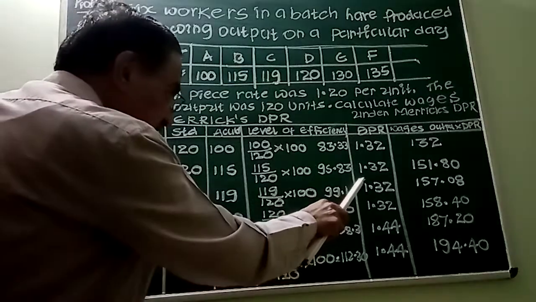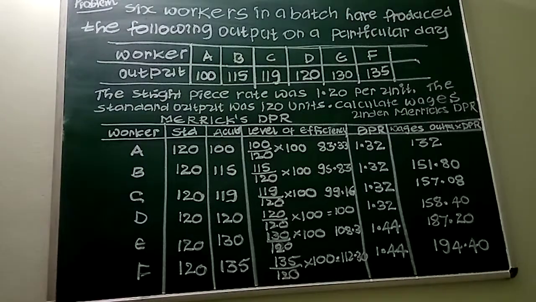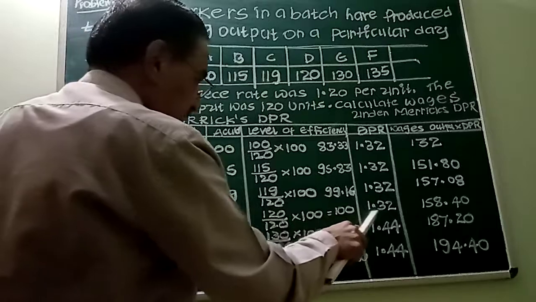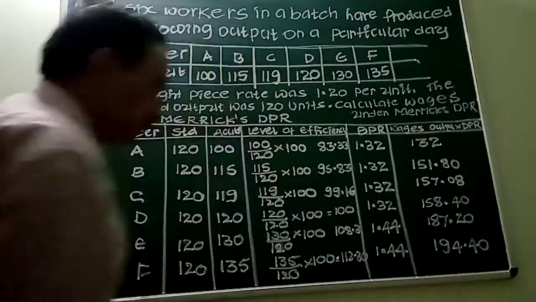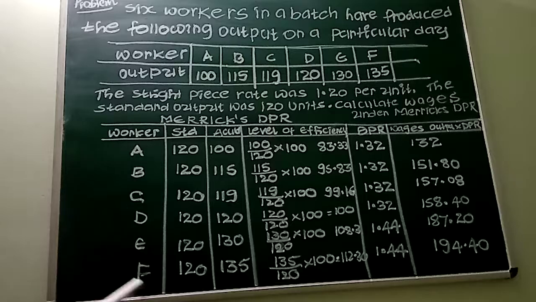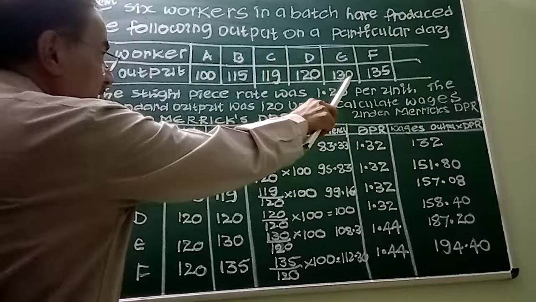So he is also treated in the second slab, that is more than 83% but up to 100%, he gets also the 1 rupee 32 paisa rate. He will be paid 158.40. See, coming to the next worker E, his output is 130.